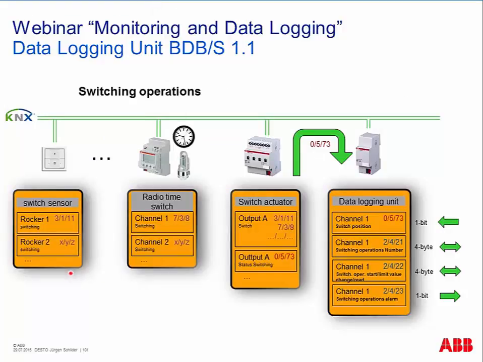Good, here's the principle of the switching operations. Again, like before, we have sensors, like push buttons or weather stations or brightness sensors. They send all the information, the commands, to the switch actuator, and one status group address which is linked here to our data logging unit. And then when it switches from on to off or off to on, it starts counting upwards or downwards our switching operations. We can see the value as a 4-byte on our touch panel or on the visualization. We can also read out or change the threshold value, and again when it reaches the threshold or we count down to 0, the device sends the 1-bit alarm message.